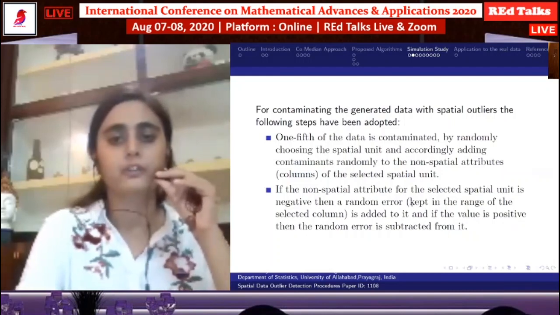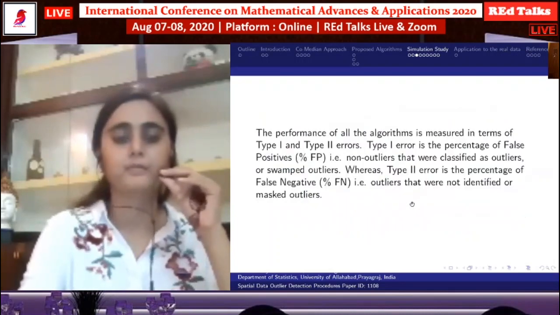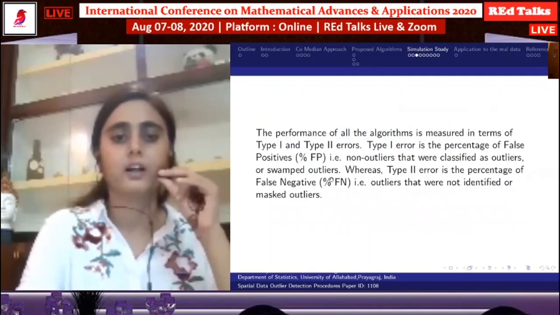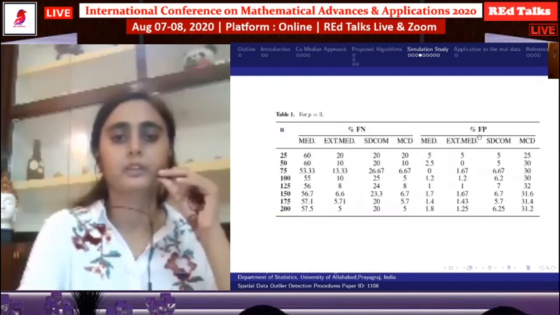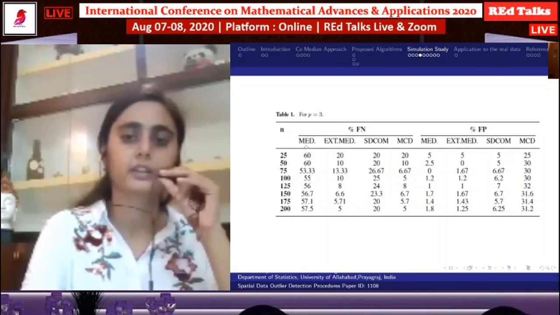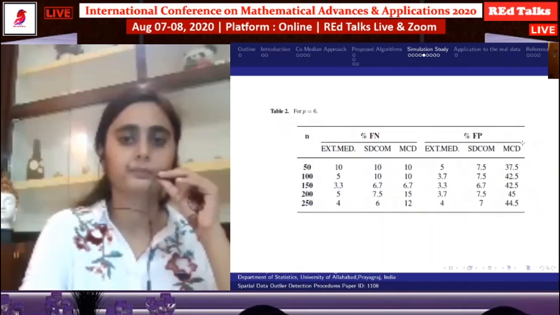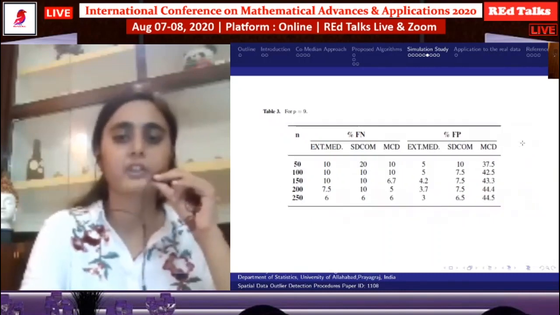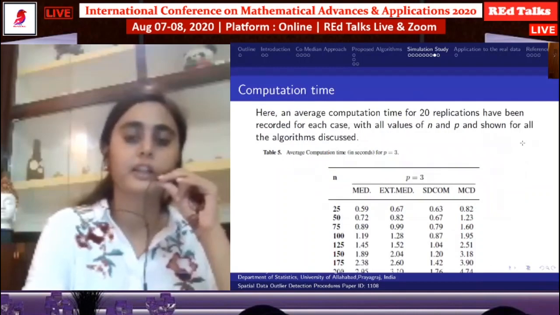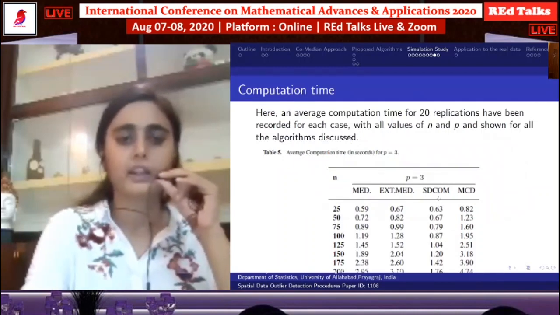The performance of the algorithms is measured in terms of type 1 and type 2 errors. Here it can be seen that these are the proposed algorithms, this and this, this and this. They outperform the existing algorithms, this and this, this and this, for each P and for each N. Also, the computation time taken by the proposed algorithms is far less than the existing algorithms for each P and for each N.